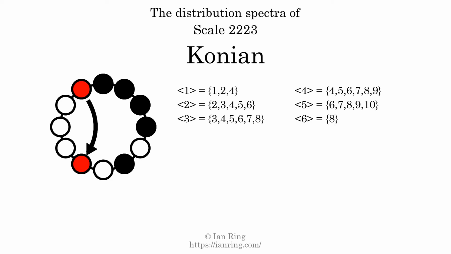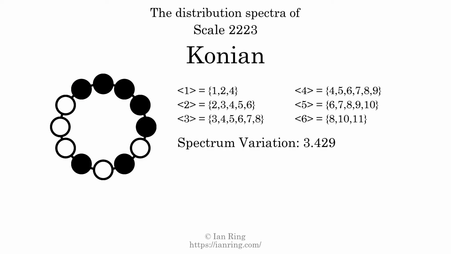8 semitones, 10 semitones, and 11 semitones. The spectrum width of this generic interval is 3. The spectrum variation is the sum of all the widths, divided by the number of tones. The spectrum variation of this scale is 3.429. Since the variation is greater than 0, this indicates that the scale is not perfectly even.